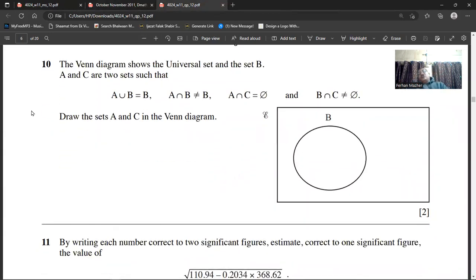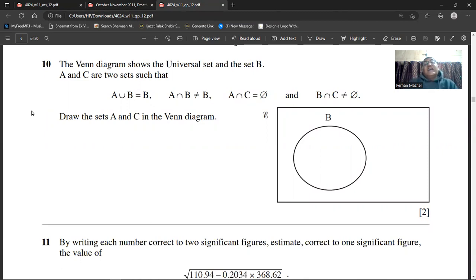The Venn diagram, question number 10. The Venn diagram shows the universal set and the set B. A and C are two sets such that A union B is equal to B. When A union B is equal to B, that means that A is inside the circle B, and A intersection B is not equal to B. That means that the common portion between A and B is not equal to B. So A is a smaller circle inside the circle B.